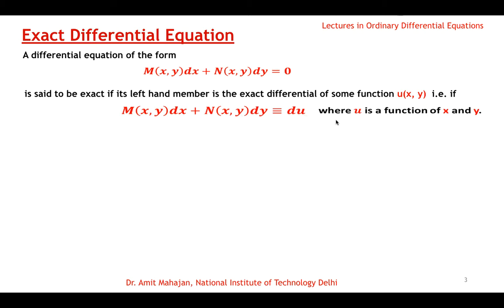So if it is possible to write this, then from these two equations the left hand sides are the same, so I can write du is equal to 0, and then you can integrate it on both sides and you can find the solution as u is equal to constant. Okay, so if the differential equation is exact, that means M dx plus N dy can be written as d of u, and so u equal to constant becomes the solution of the differential equation.